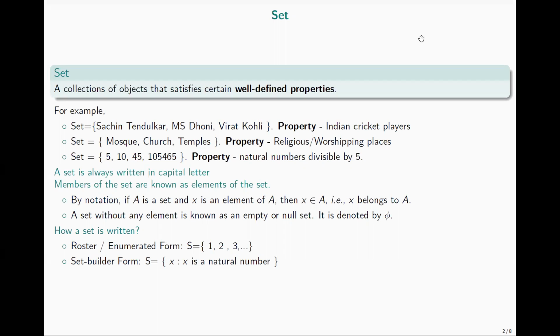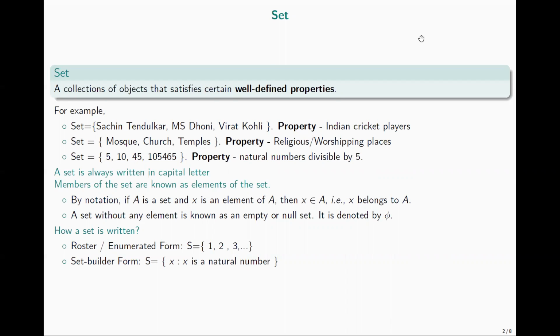For example, let's take this collection: Sachin Tendulkar, MS Dhoni, Virat Kohli. Whenever you see these names, you think of very famous Indian cricket players. So the property this collection satisfies is that they are cricket players. Similarly, if you take mosque, church, temples, the property of this collection is that they are religious places or worshipping places.